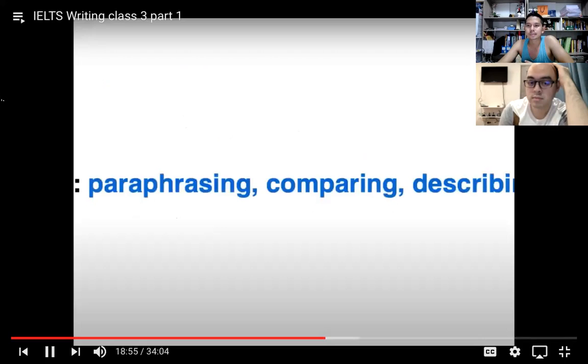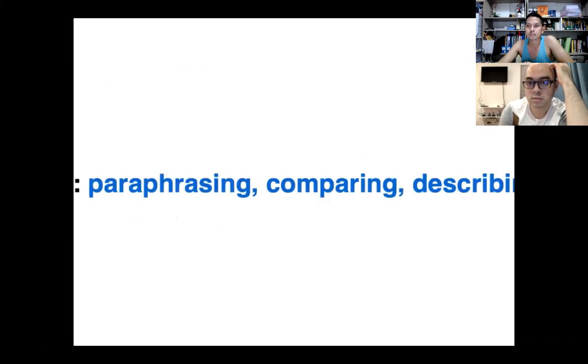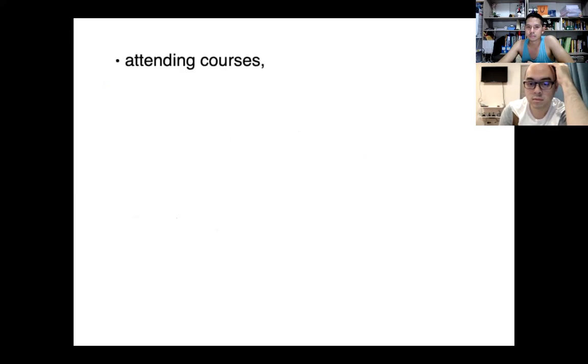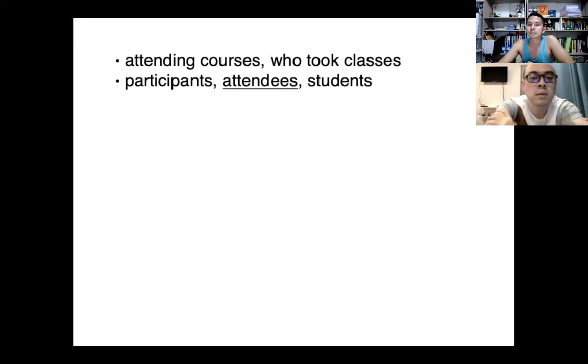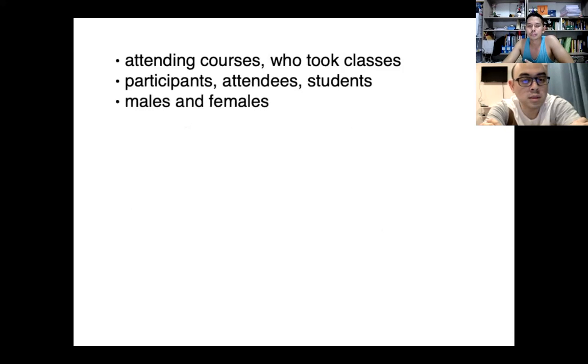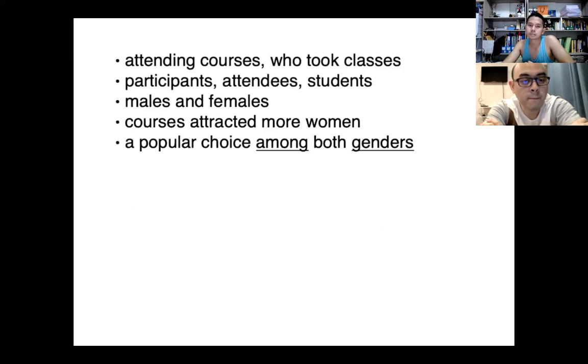Remember, paraphrasing, comparing, and describing. The last word is describing. So attending courses, who took classes. You can say participants, attendees, students, males and females. Courses attracted more women. A popular choice among genders.